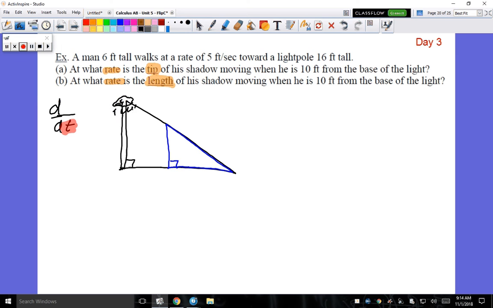So there's the light. And here is the man who's 6 feet tall. Now let's go ahead and label 16 feet, 6 feet. And it says whenever he's 10 feet away from the base. Okay? And he is walking toward the light. So I'll put little lines showing that he's walking toward the left.